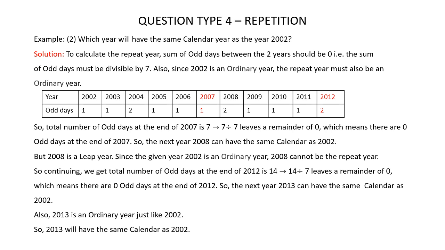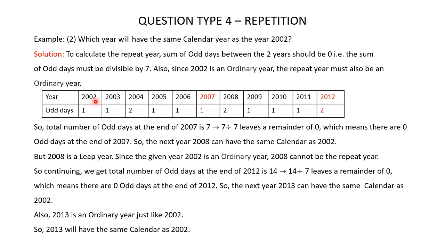Now here since the given year 2002 is an ordinary year, the repeat year must also be an ordinary year. Now the first thing to do here is to count the number of odd days starting from the given year 2002 till we get a sum of odd days which is divisible by 7. So let's start with the given year 2002.